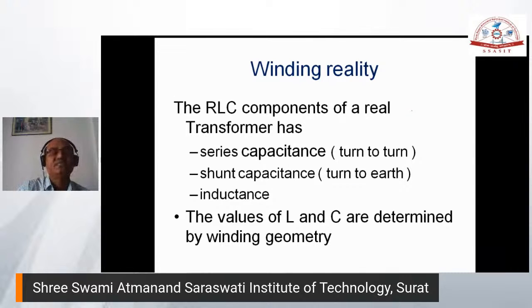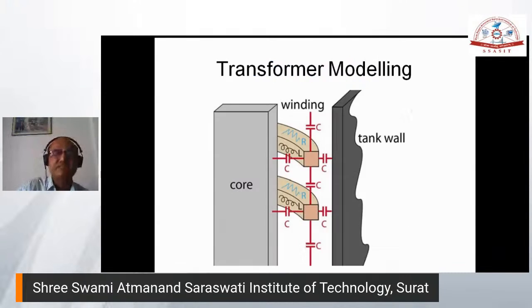It is going to have a series capacitance from turn to turn. It will have a shunt capacitance from turn to earth. It will have inductances in each turn, and each turn will also have resistance. And this L and C depend on the geometry. Now, if there is a variation of this L and C, the response will be different, and that's how you're going to find it out.